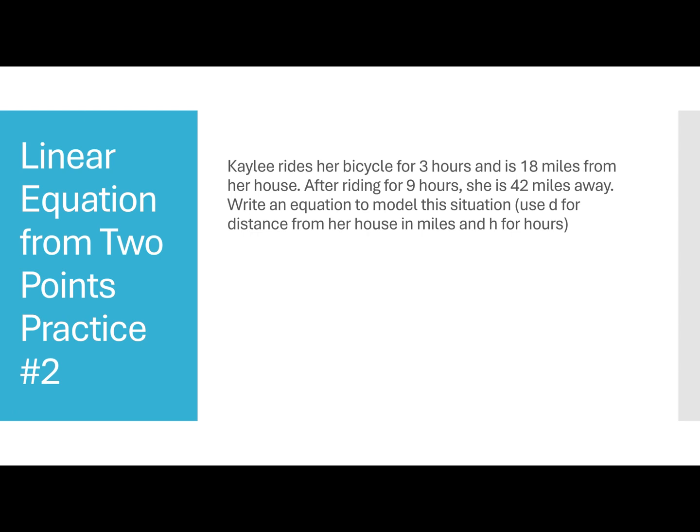So when we sit down to a word problem, we're going to look for what we are given here. So we've got Kaylee rides her bicycle for 3 hours and is 18 miles from her house. And that might not look like it, but that is a point right there. 3 hours and 18 miles are attached to each other. They are related. So they're going to be one of our points.